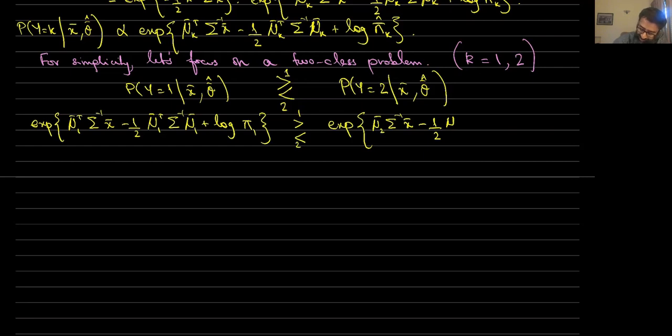So this is mu 2 transpose sigma inverse and then this is mu 2 plus log pi 2. Right? So when the left hand side is greater than the right hand side, your decision is going to be one. Otherwise, your decision is going to be two.